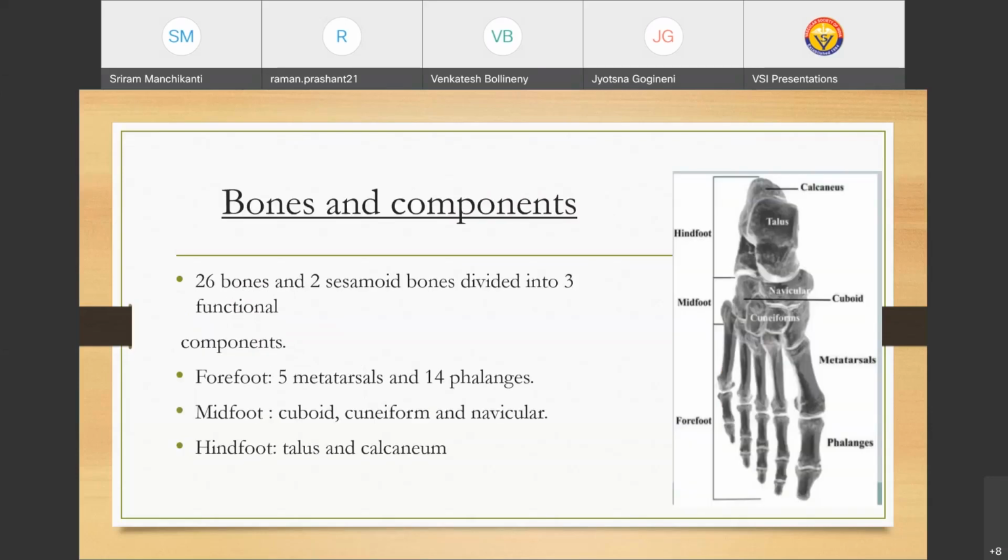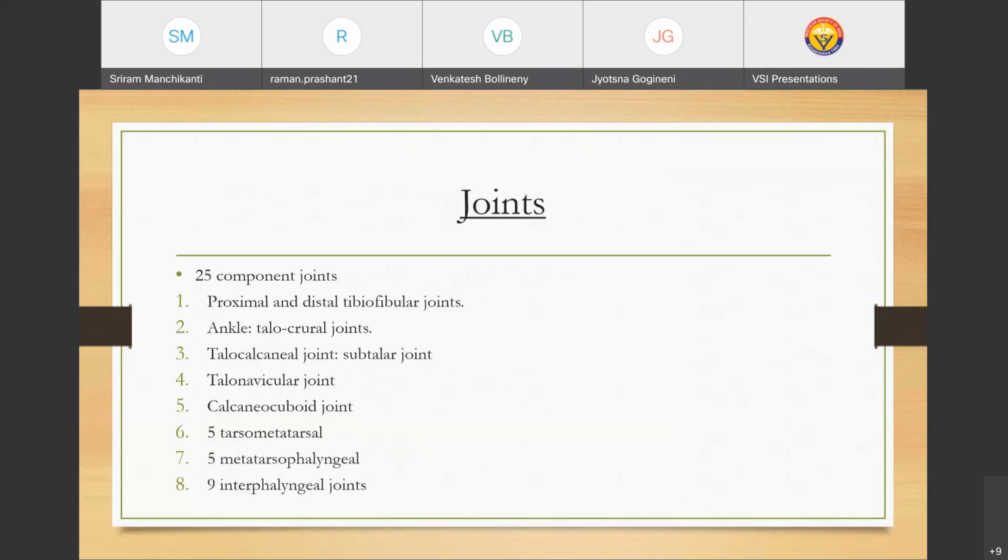impact of walking. So it is briefly divided into 26 bones, of which of importance to us are the forefoot, which includes the metatarsals and the phalanges, the midfoot, that is the cuboid, cuneiform and navicular bone, and the hindfoot, which is the talus and calcaneum. And it has a total of 25 joints, of which the subtalar, talonavicular and calcaneocuboid joints are very important in case of eversion and other joints.